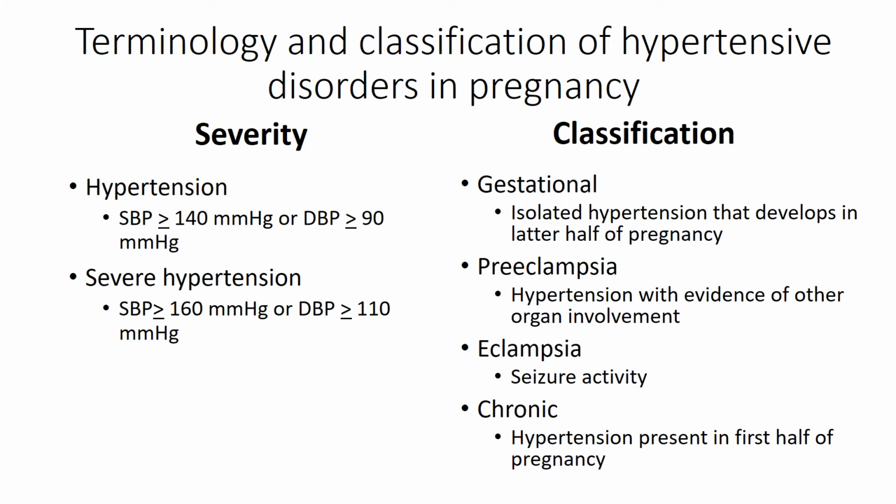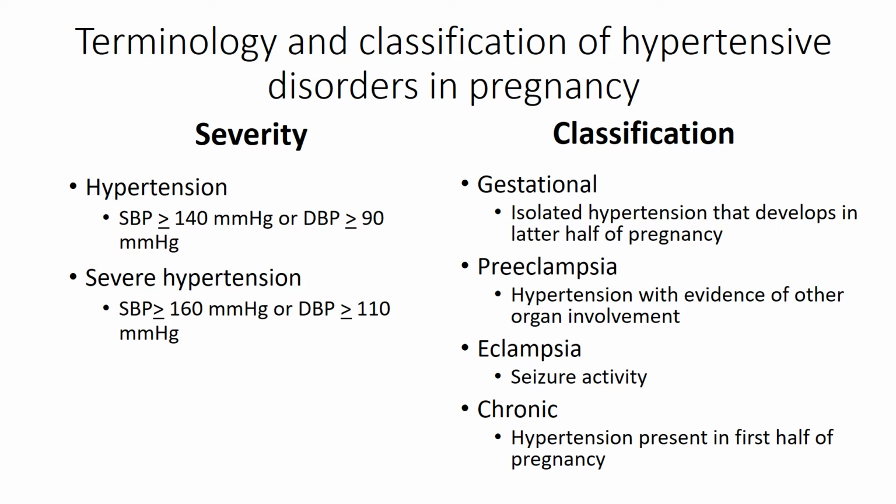Let's review some definitions and diagnostic criteria for hypertensive disorders in pregnancy. First, hypertension is defined as persistent blood pressure measurements greater than or equal to 140 millimeters of mercury systolic or 90 millimeters of mercury diastolic. If you trained in the past, you may recall hearing about a criteria that looked at the absolute change in blood pressure compared to the patient's own baseline blood pressure. That is no longer used to define hypertension. Severe hypertension is defined by a systolic blood pressure greater than or equal to 160 or a diastolic blood pressure greater than or equal to 110.